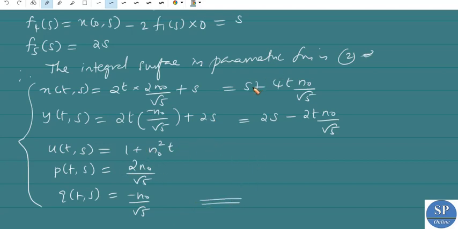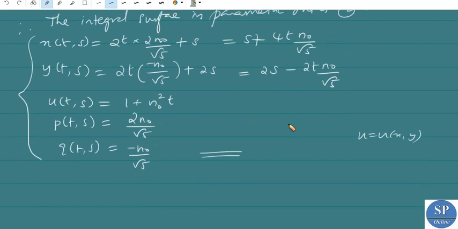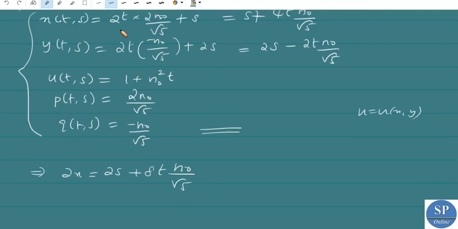So to obtain a smooth function u equal to u(x,y), that is, to express this integral surface in terms of x and y, as an explicit function of x and y, we have to eliminate t and s between these equations. So here for that we can write x is equal to s plus 4t n naught divided by root 5, and y equal to 2s minus 2t n naught divided by root 5. Multiplying this by 2, we have 2x is equal to 2s plus 8t n naught divided by root 5, right? Therefore 2x minus y, so we can eliminate s.